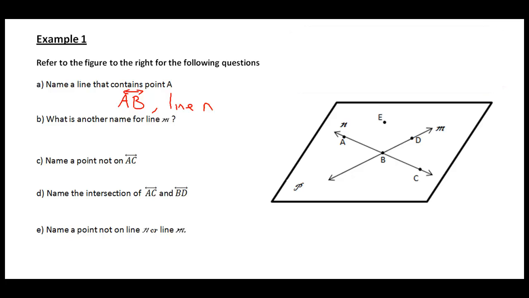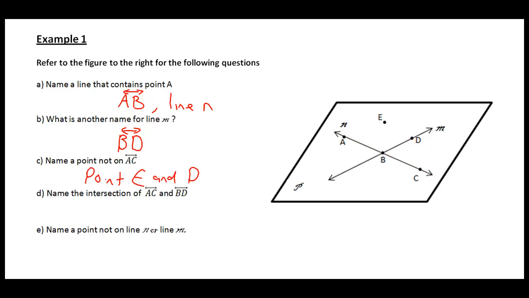Part B. What is another name for line M? Well, line M, you'll notice right here, has 2 points on it. I could use the lowercase italicized letter like they did and call it line M, but to name another way to talk about that, I'd have to use those 2 points. So I can call that line BD. Part C. Name a point not on AC. Well, AC is our line right here. So I'd have to name another point not on that. Looks like I have 2 choices here to name 2 points that are not collinear with them. Points E and point D.